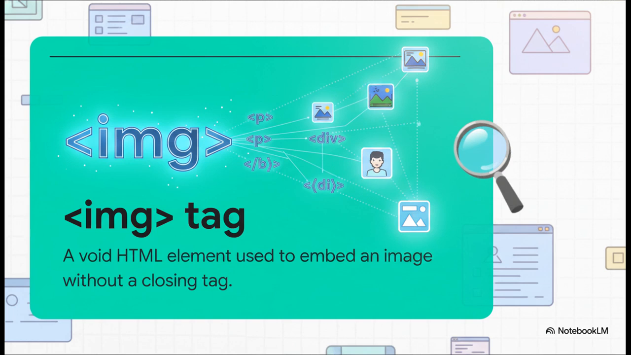But the image tag is special. The MDN Web Docs calls it a void element. That basically means it stands completely on its own. You open the angle bracket, type IMG, and that's it. You never actually need a closing /IMG tag. It simply drops an image directly into the document, right where you place it.